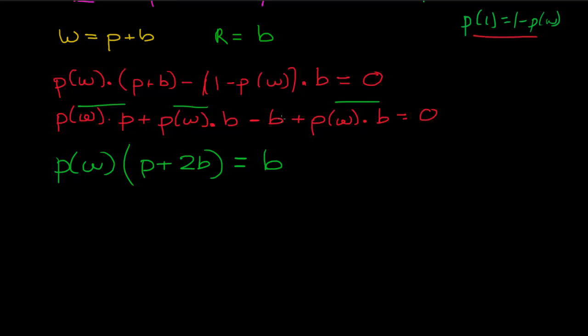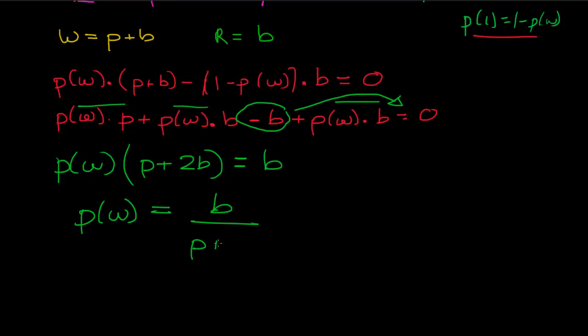Okay, because here we've got this bet term, and all I've done is push it over to the other side. So I've expanded our equation out, and then I've factorised it, and then we're going to find the probability of winning equals b over p plus 2b.